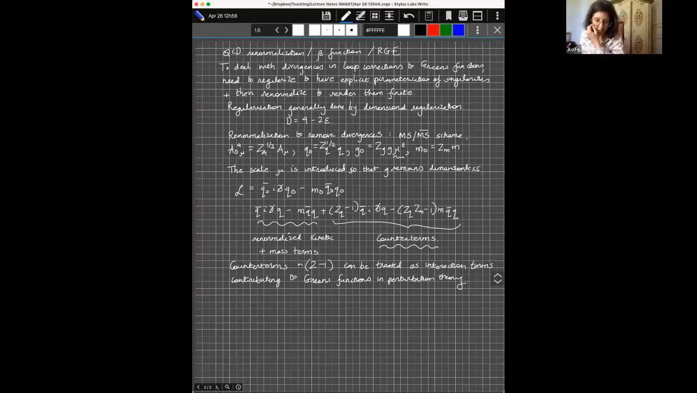So for example, if we have the quark self-energy, here we have the quark propagator, then you would have some counter term coming from these terms. And then you calculate this loop. Then the divergence coming from this quark self-energy diagram will be cancelled exactly by the counter term. And the Z are chosen such that that happens.